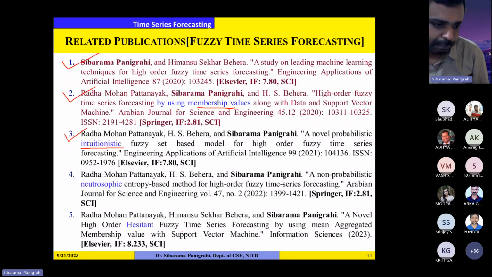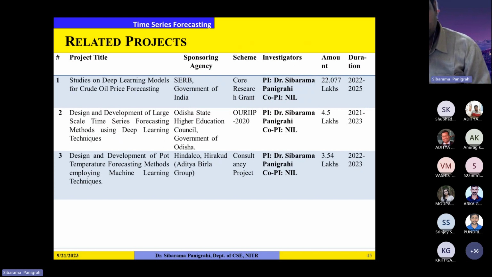You can refer to these papers. I have sent you the link. Then in the fourth one, we have used neutrosophic fuzzy set. In the fifth one, we have used hesitant fuzzy set, right? And based on this time series forecasting only, I have got three projects from SERB, Government of India, that is studies on deep learning models for crude oil price forecasting. The paper I have shown you and explained, optimizing deep learning models and using it for crude oil price forecasting, is from this SERB project.